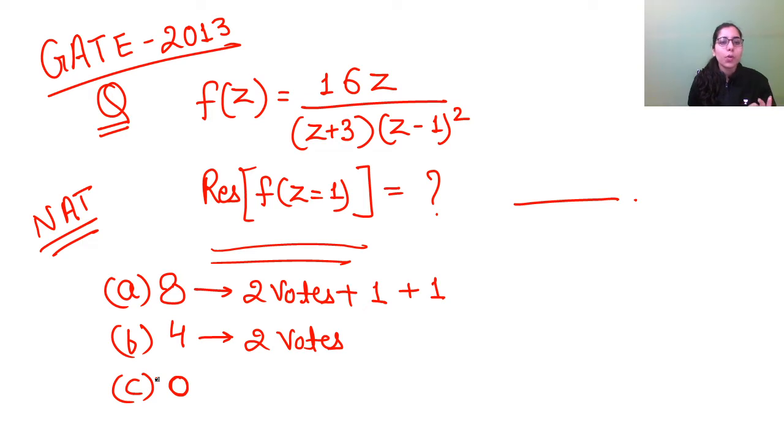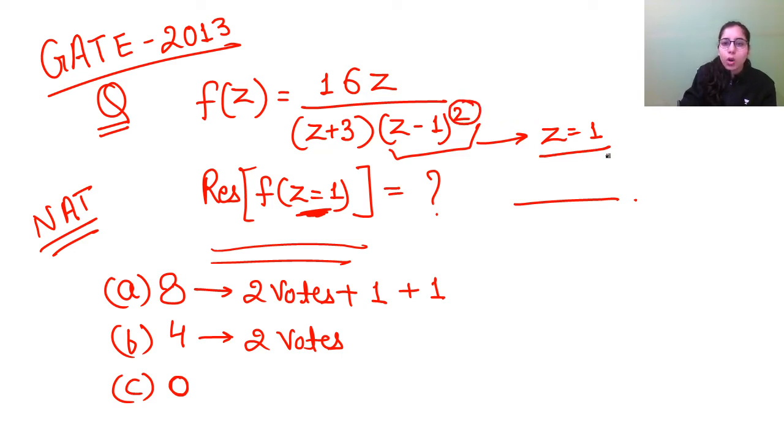Guys, first of all, they have already given us the pole, which is z is equal to 1. From this function, if I observe this term, I will get the z is equal to 1 pole. Now the point is, since I just want to get the residue, I should know what the order of the pole is. So the order of this pole is 2. Clear? So what is the order of this pole? That is 2. Now since they have already given the pole, I just need to work on the residue formula.